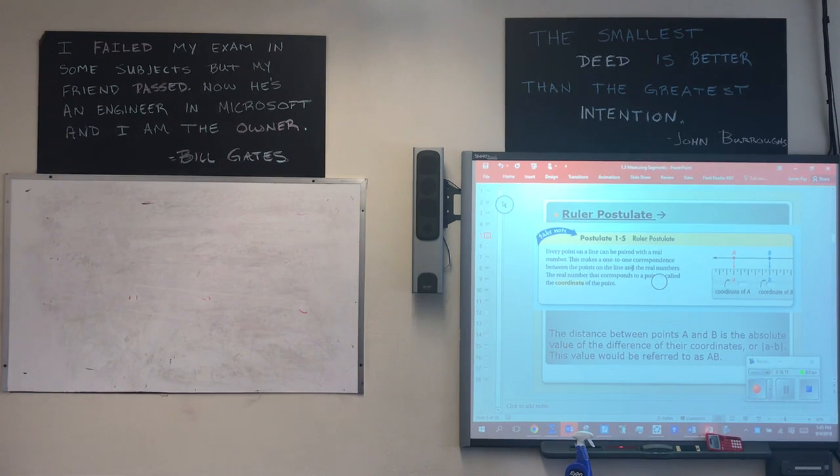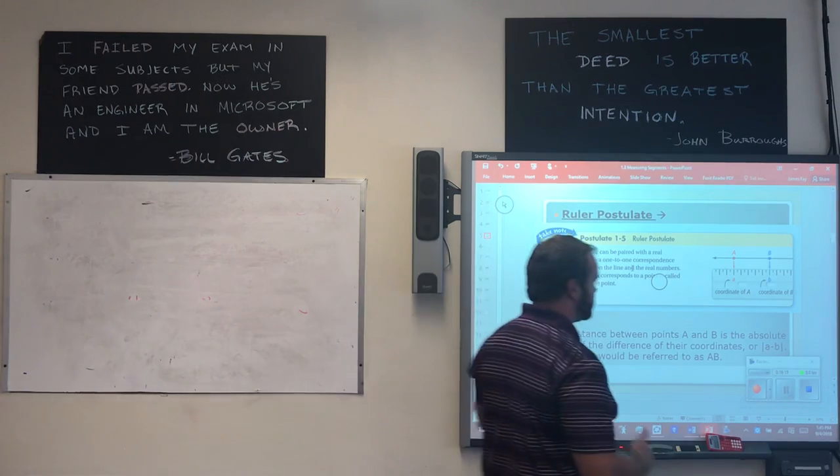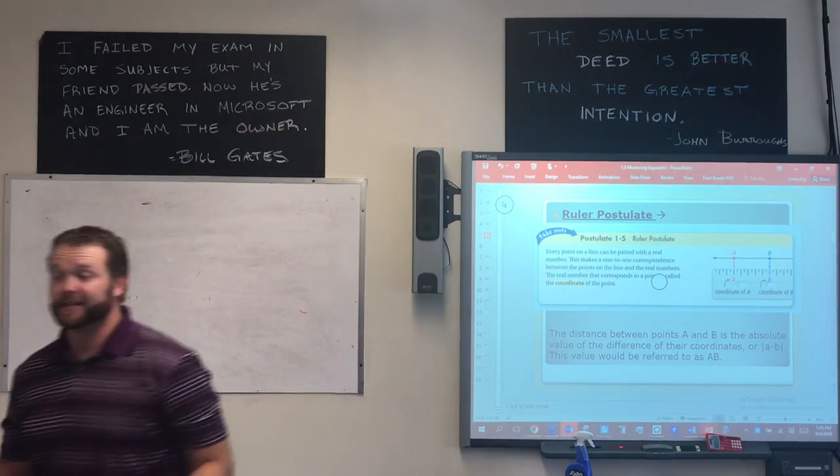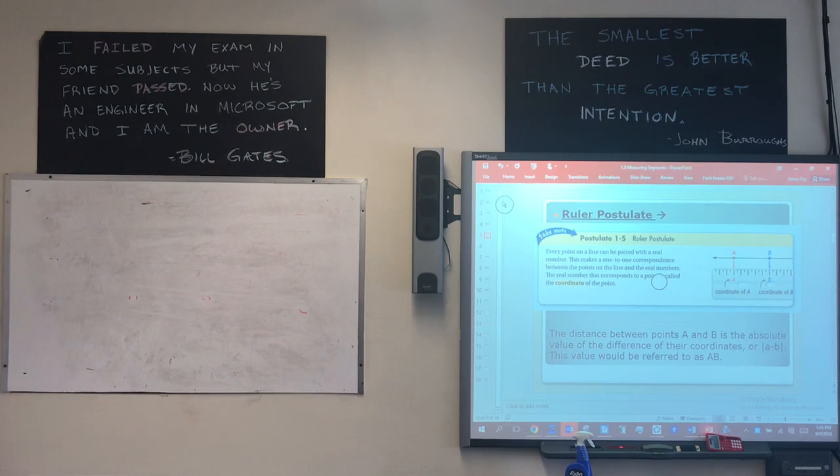All right, so what allows us to develop essentially a distance and create a numerical representation of a distance is what we call the ruler postulate. The ruler postulate essentially says every point on a line can be paired with a real number.